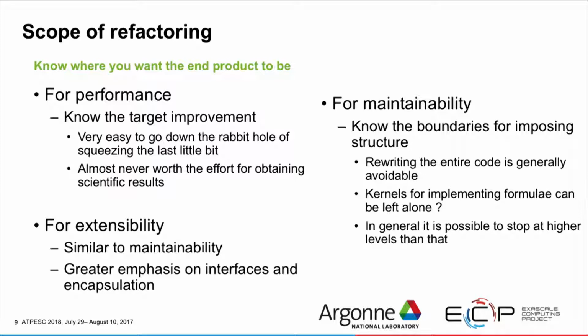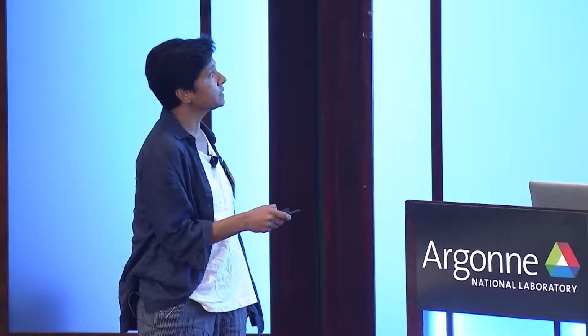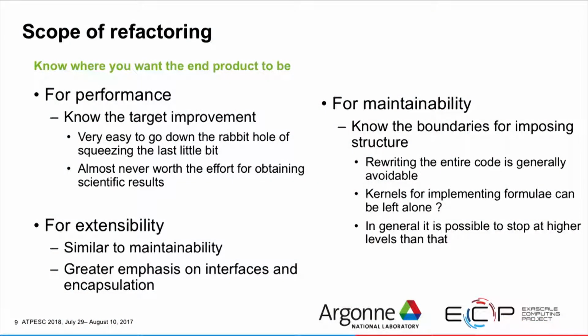And if you are working with a small code, of course it's the best thing to do. But we are talking about codes, as I mentioned in the morning, the ones whose life cycle runs several times the life cycle of the machine. And so you have to be pragmatic about the level of changes you want to do. For maintainability, you want to know the boundaries for imposing structure, because you never want to rewrite the entire code, at least not in one shot. If you want to rewrite code, you want to do it in stages, which means that your refactoring should not be a single refactor, but it should be a staged refactor.